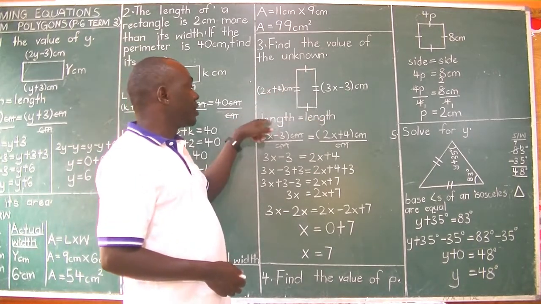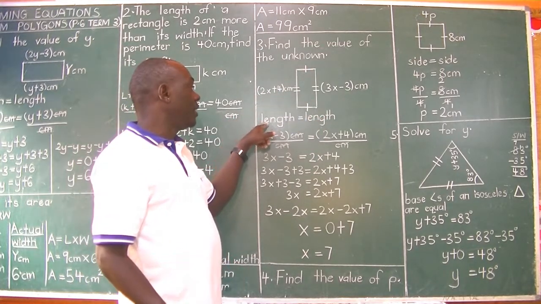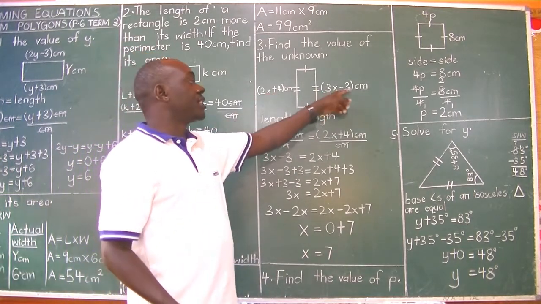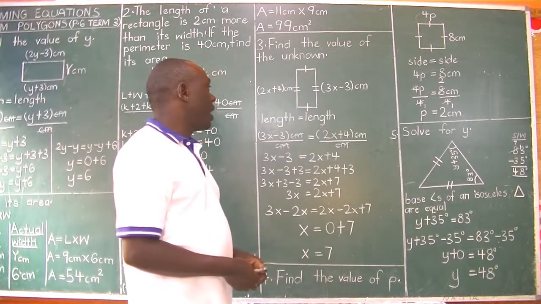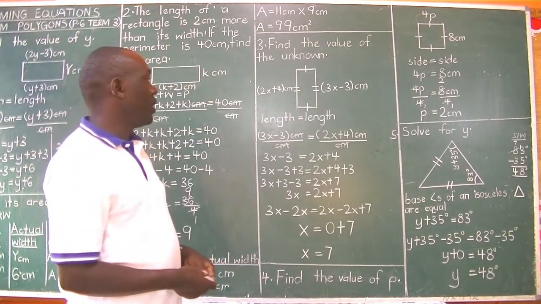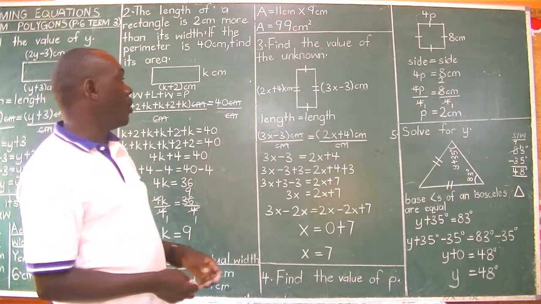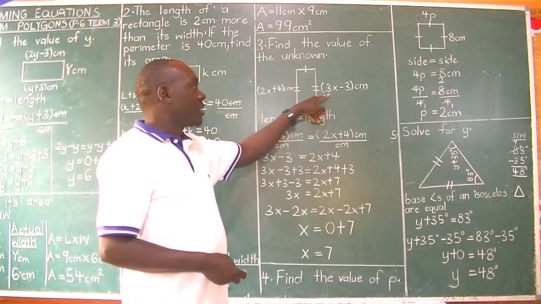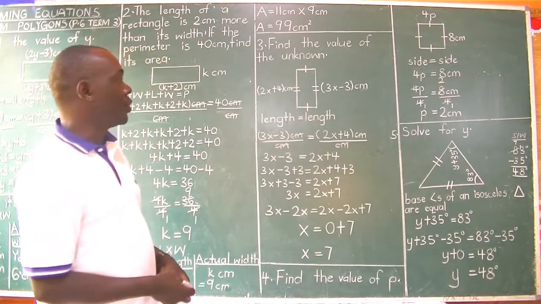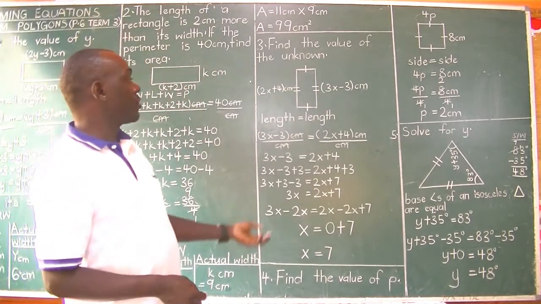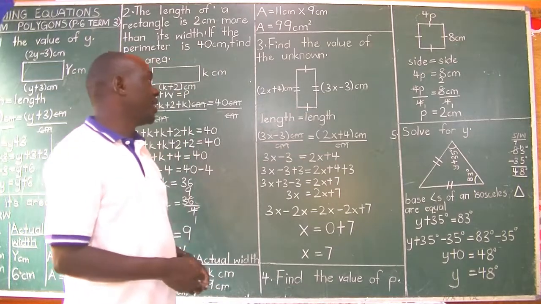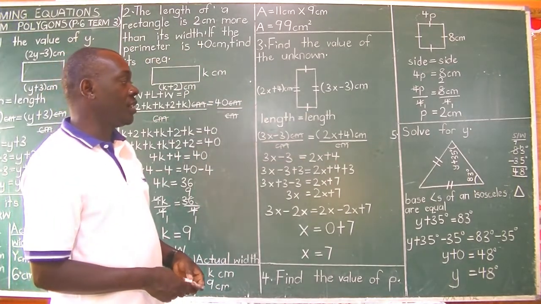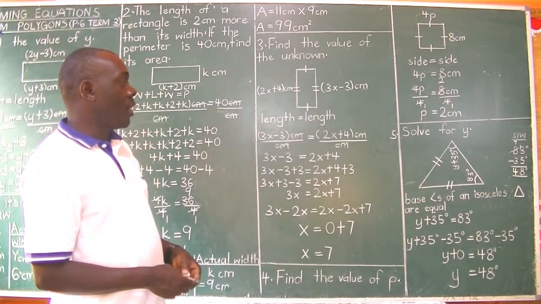So length got length, we start like we did in number 1. Length got length. Now this is 2x plus 4 and this is 3x minus 3. You are advised to start with the unknowns that are more. Compare 2x with 3x. Therefore 3x has got more unknowns than the 2x. There are only 2. So it's better to start with 3x minus 3 centimeters equals 2x plus 4 centimeters, in order to avoid dealing with the negatives as you are working out.